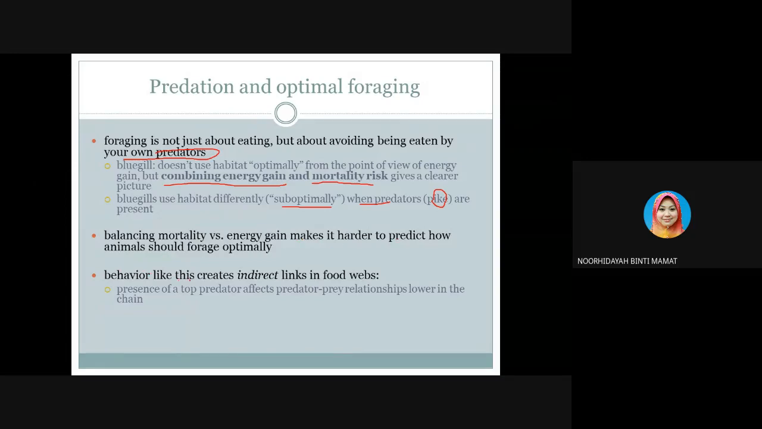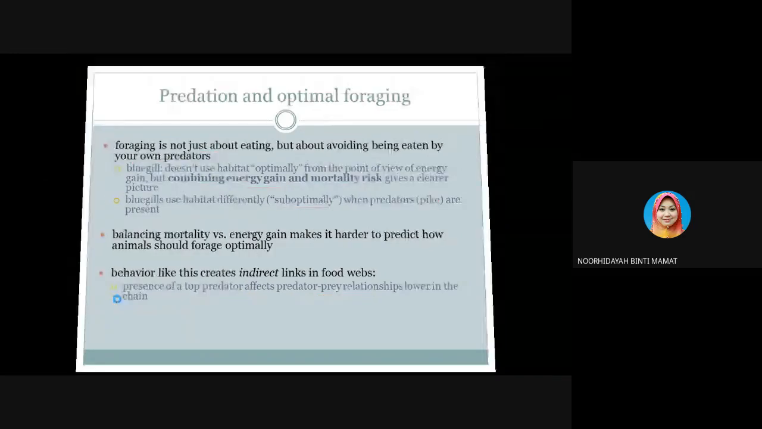Behavior like this will create indirect links within the food web, where the presence of a top predator affects the predator-prey relationships lower in the food web. So we go to the marginal value theorem.